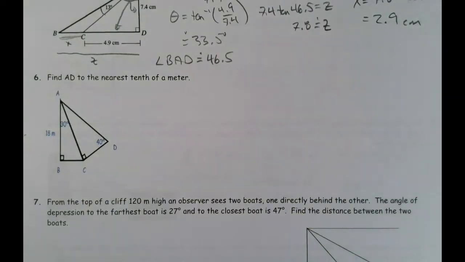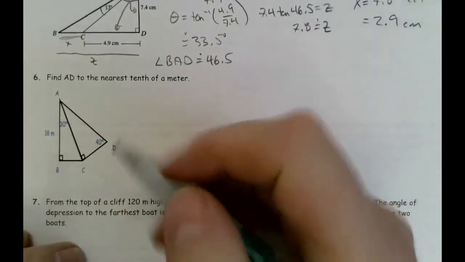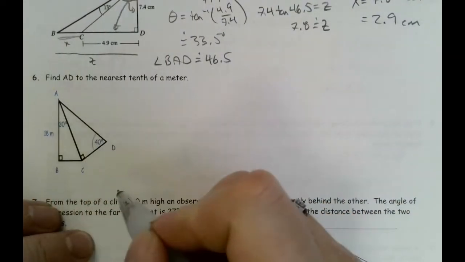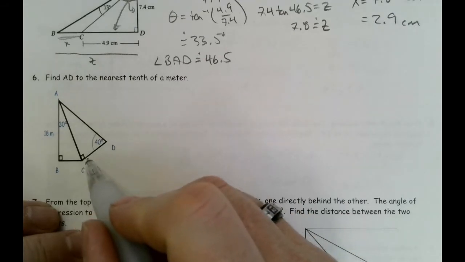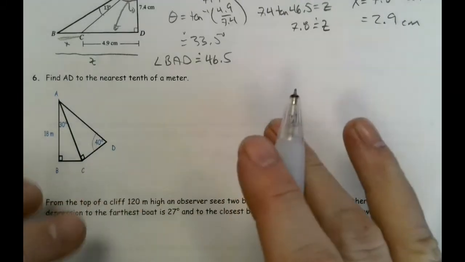Okay, everybody. Another question here. So in this case, I want to figure out what AD is. Okay, so I've got this right angle triangle right here. There's my angle 40, but I've only got the two angles here. I know that this is 90 degrees. I know that's 40. That's it.